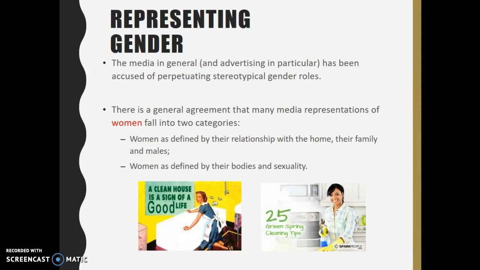As time went on, we like to think that it has changed, but really, they're still seen looking after their family in the home a lot. They're used for a lot of cleaning products still, except these days their bodies and their sexuality are being used to sell the product. They're being exploited.